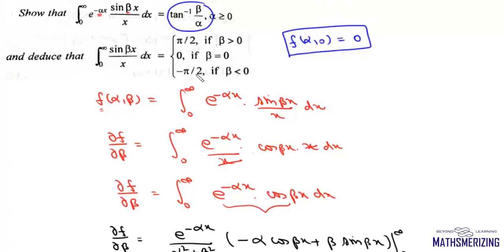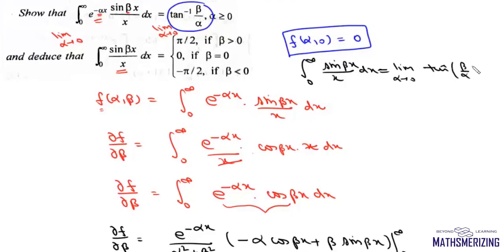Now using this result, we have to deduce the value of this integral of sine beta x upon x dx. Now if we look at this integral, we know that we do not need e to the power minus alpha x. So what we'll do is we'll simply take the limit alpha tends to 0 on both sides. Now if we take the limit alpha tends to 0, it'll be e to the power 0, which is 1. So we can write this integral from 0 to infinity sine beta x upon x dx, and it'll be the limit alpha tends to 0 of tan inverse beta upon alpha.